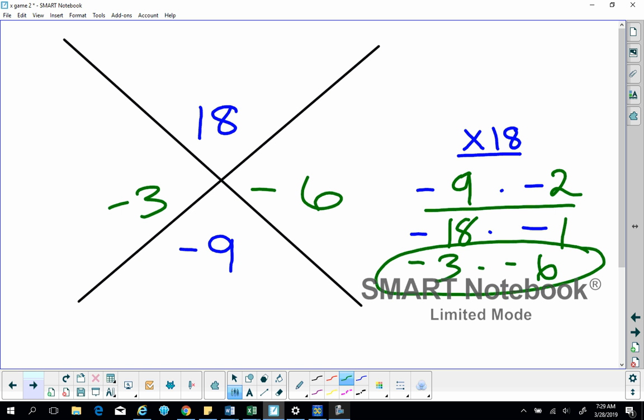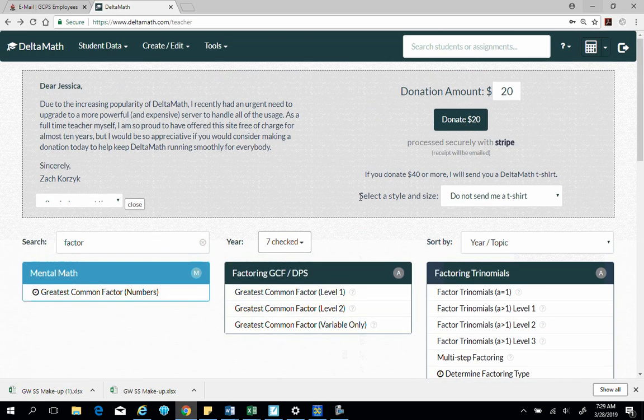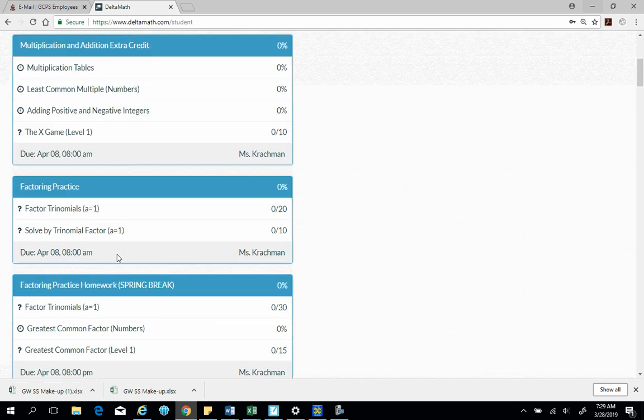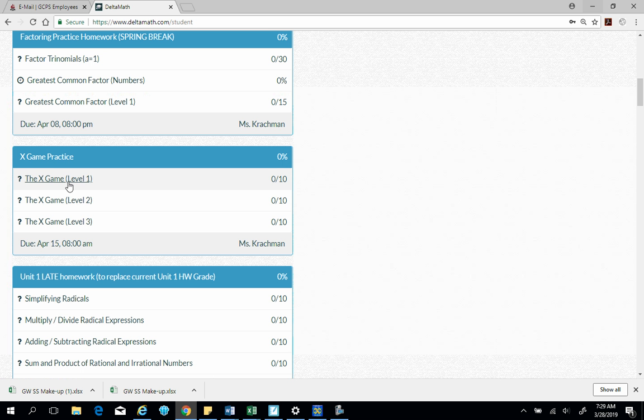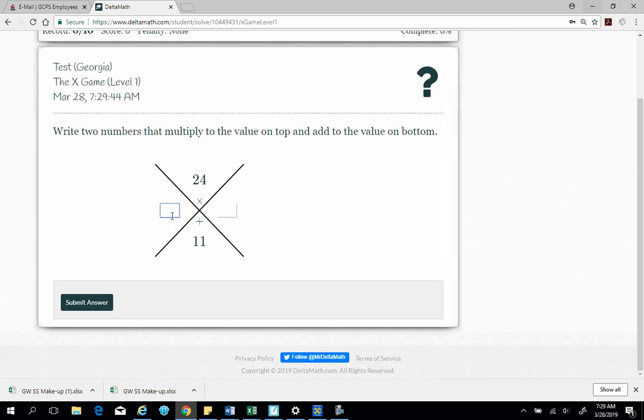Does that make sense what we're doing? Does everyone feel okay with it? Like they get to do it on their own? Okay, so what you're doing now is just for practice. This is almost a drill and kill, where you just have to keep doing it over and over again. And so that's all we're doing for this class. Next class we'll be actually factoring. So you're going to your Delta Math, and it says X game practice right here. There's 3 levels. All you're doing is they're telling you the 2 numbers. So like what 2 numbers multiply to 24 and add to 11? What are they?